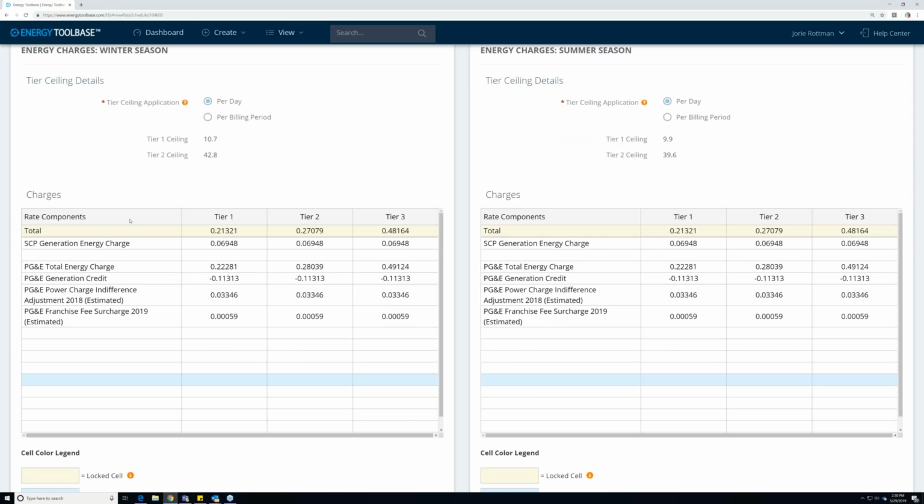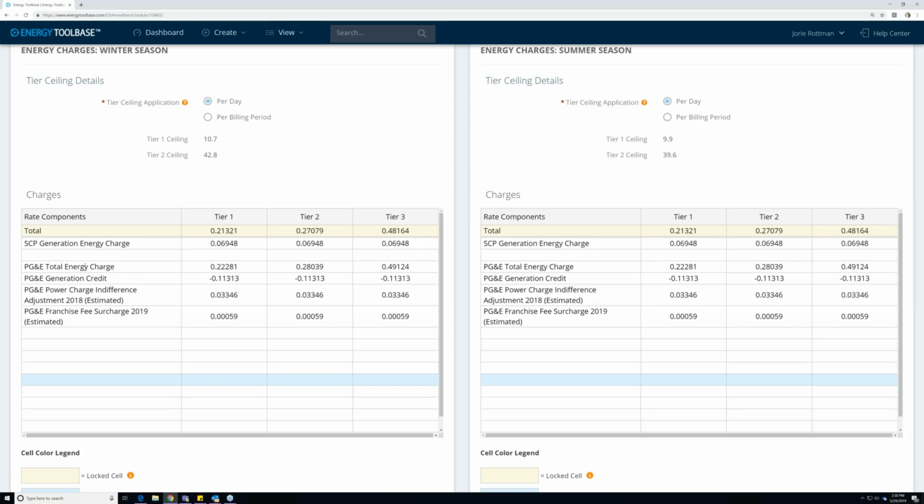Anytime you notice with the CCAs, their charges are always going to be listed first, and we'll always clearly have them labeled. So you can see here the Sonoma Clean Power generation charge, and then following under that, we have the PG&E charges separated out.